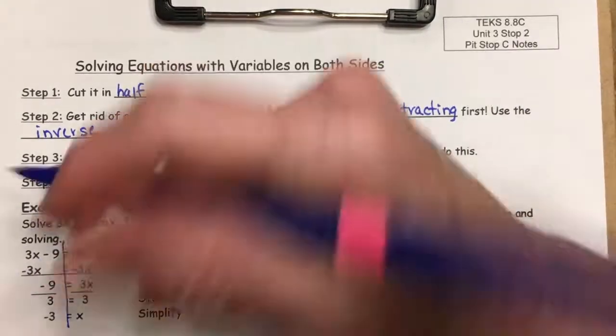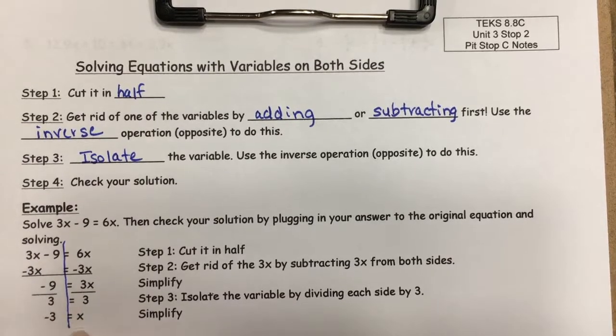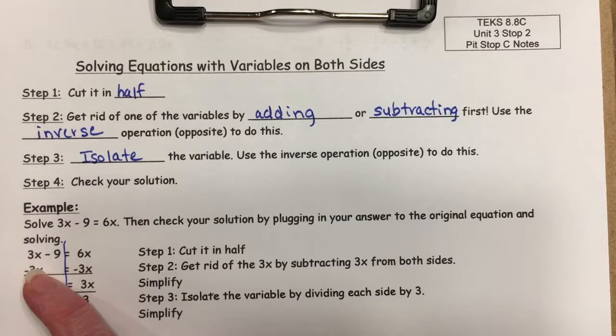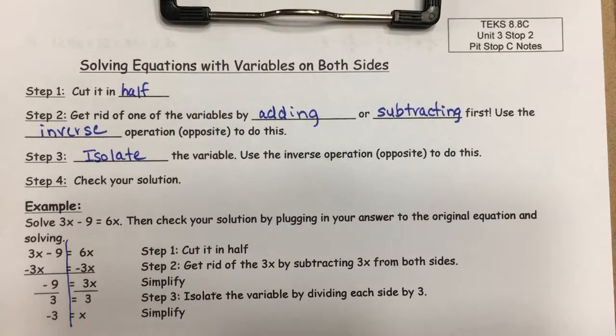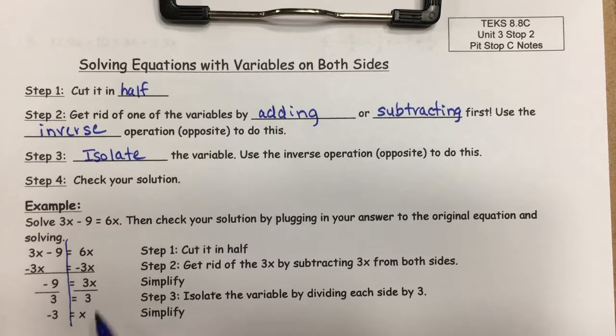Okay, and then now I need to get rid of the 3 that's with the x. So I'm going to divide by 3. These go away. x is just equal to negative 3. Again, you can always check your answer by putting it back into your equation. So this time, because x is in two places, it's going to be 3 times negative 3 minus 9 equal to 6 times negative 3. I have to plug it in both places that I see x.